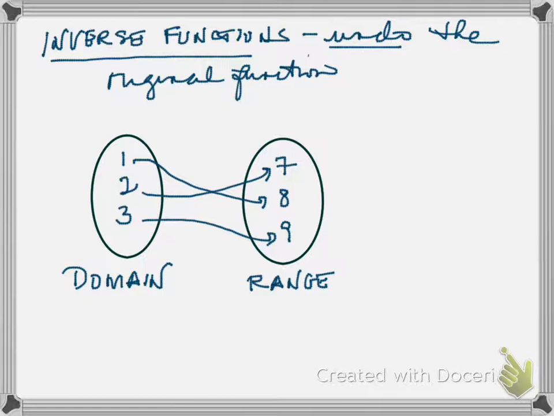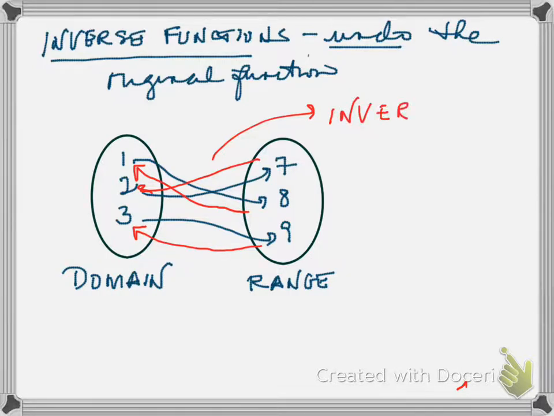So if I start at 8 and I go back to 1, if I start at 7 and I go back to 2, and 9 and I go back to 3. The red is the inverse. It brings us back to the beginning. The most important part about an inverse function is what happens to the domain and the range.